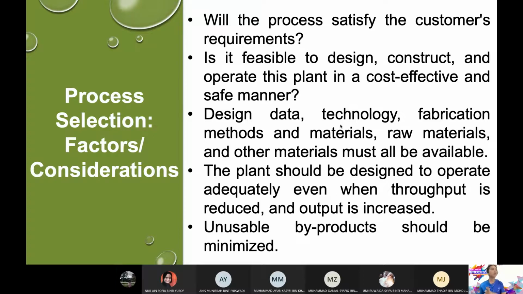Okay, so the factor including build the process satisfy the customer requirement. Maksudnya proses yang kamu pilih boleh tak menghasilkan chemical yang memenuhi your customer need. Okay, most of the time is purity lah. And second is of course the cost.